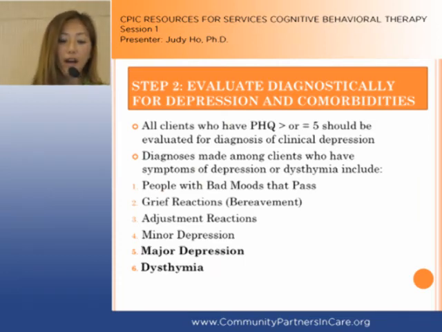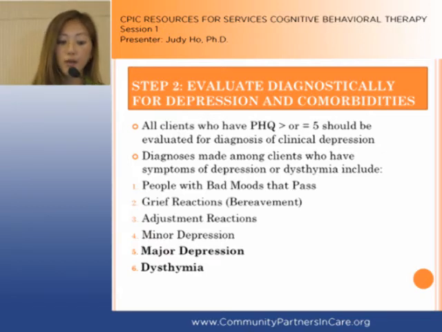Step 2, evaluate diagnostically for depression and comorbidities. So at this point, you are going to try to make a diagnosis for depression. If they are screening positive for the PHQ, which means that they have a score of 5 or greater, you're going to move on to the second step. At the same time, you're going to be looking for some common other coexisting disorders that may be important in their treatment.